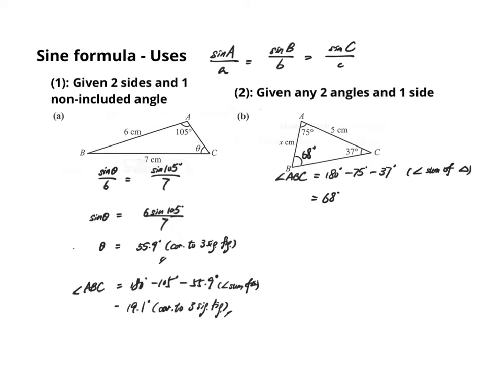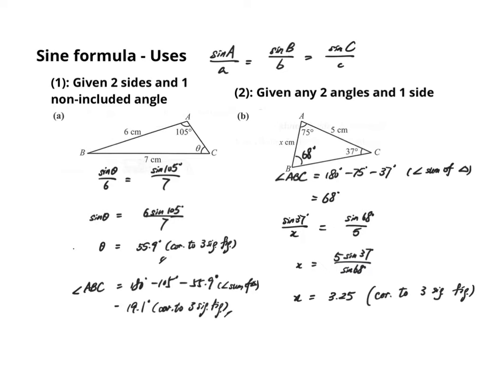Now AB is the opposite side of angle C, and AC is the opposite side of angle B. Using the sine formula, sine 37 degrees over x is equal to sine 68 degrees over 5. So x is equal to 5 times sine 37 degrees over sine 68. So x is equal to 3.25, correct to 3 significant figures.